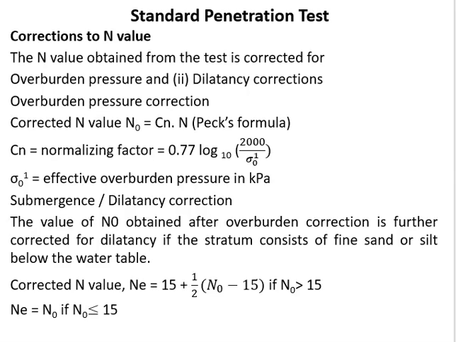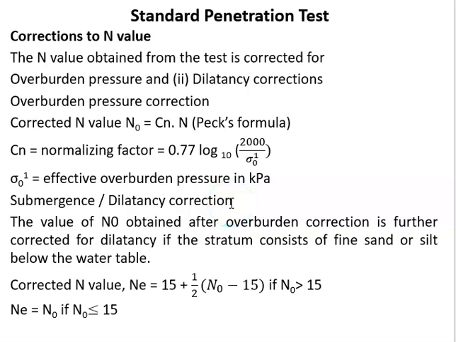After finding the N value, we have to apply 2 corrections to the N value, that is the overburden pressure correction and dilatancy correction. In the overburden pressure correction, the number has to be multiplied with the normalizing factor, which is equal to 0.77 log to the base 10 of 2000 divided by sigma naught dash. Here sigma naught dash is the effective overburden pressure, which has to be taken in kilonewton per meter square.